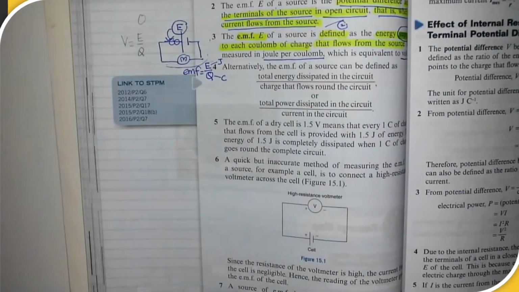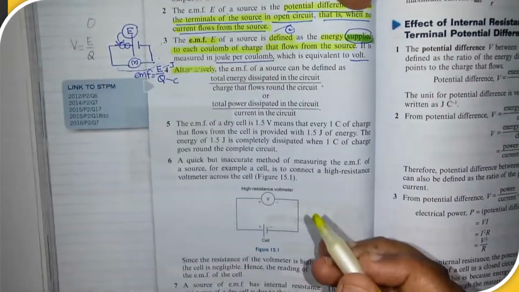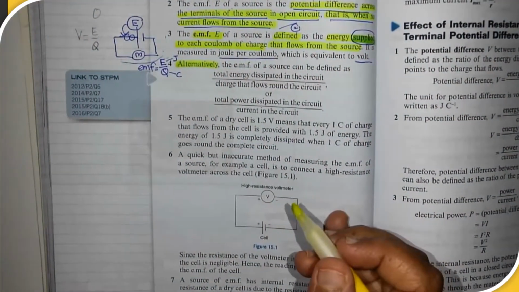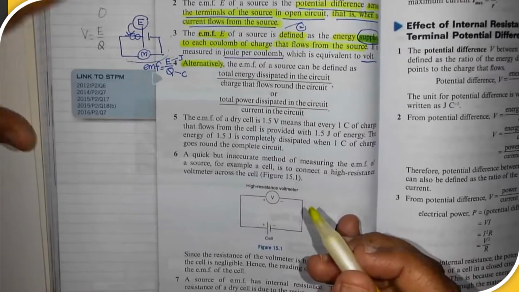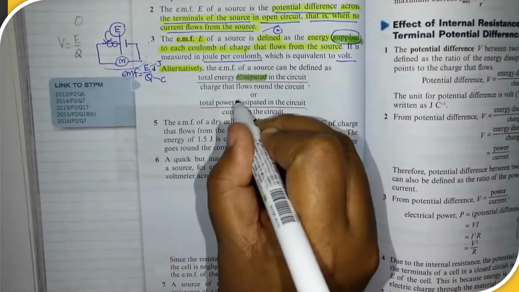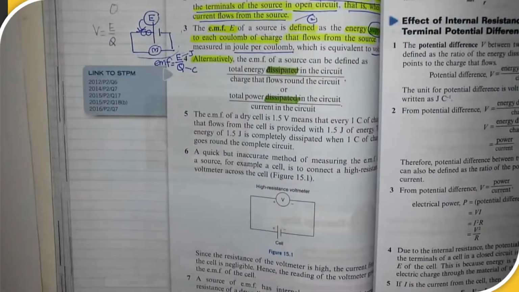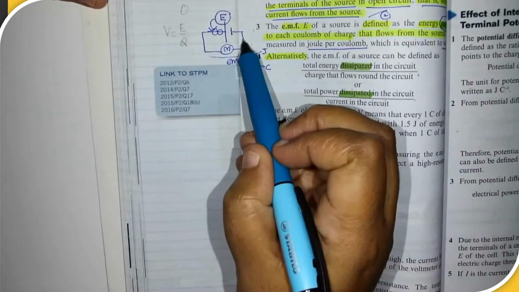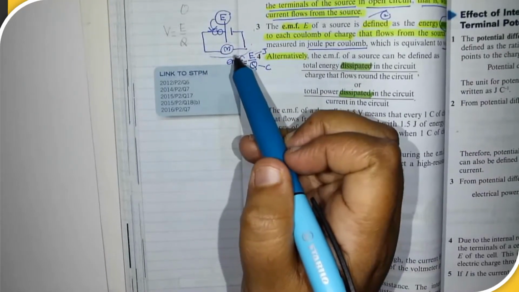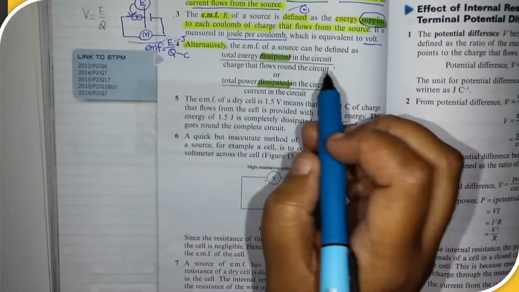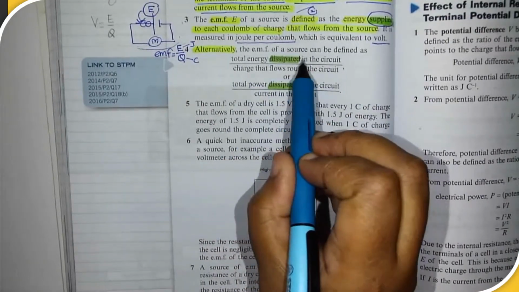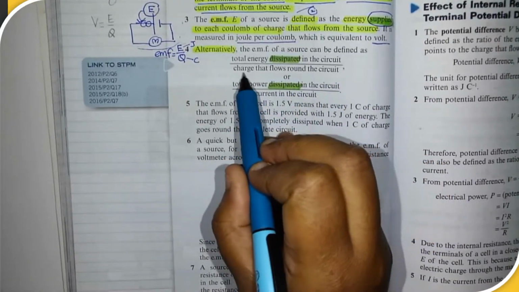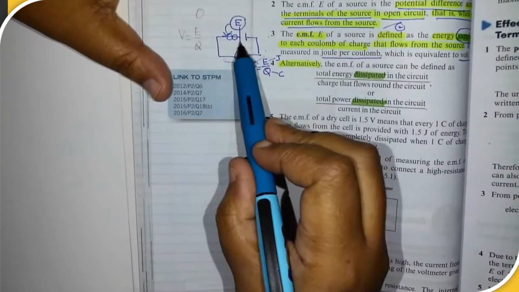Okay, alternatively, the book says alternatively, there is another way of defining the EMF. Now, how do you define the EMF? We look at that particular keyword, which is dissipated. When it talks about dissipated, that means it's somewhere around the circuit, that some energy is lost. So, what does the book say? Total energy dissipated in the circuit divided by charge that flows around the circuit.